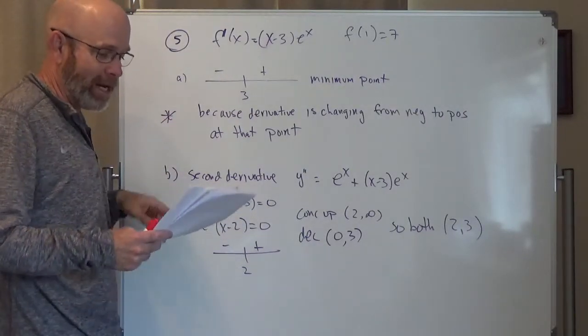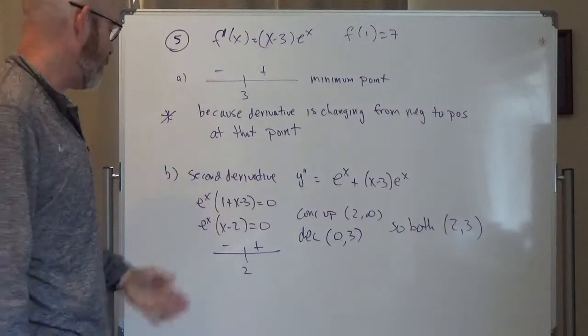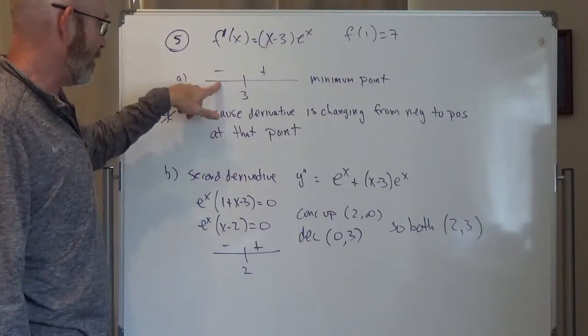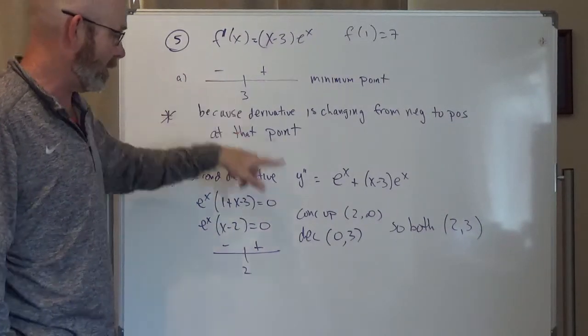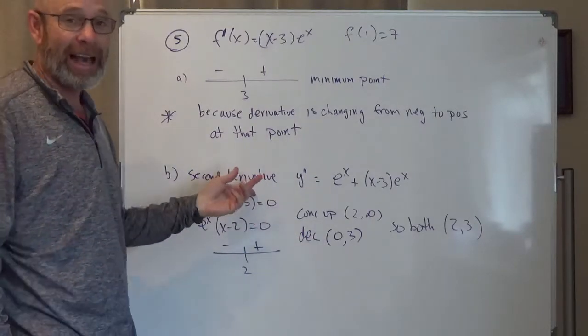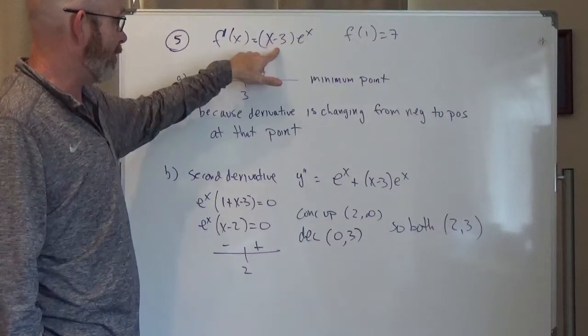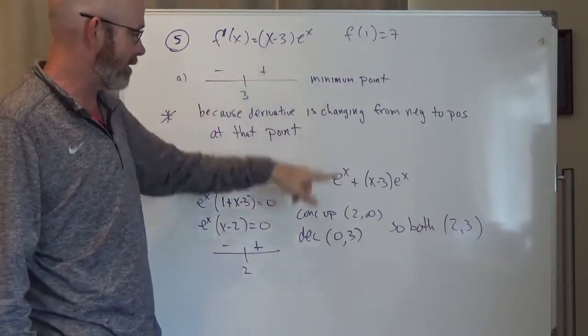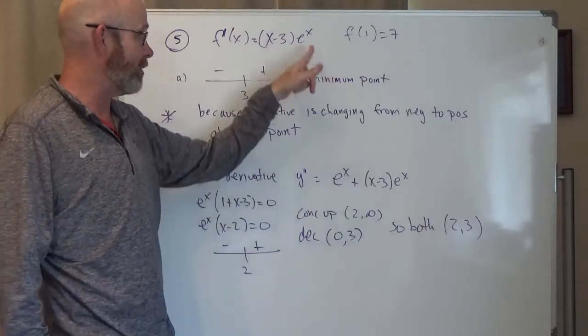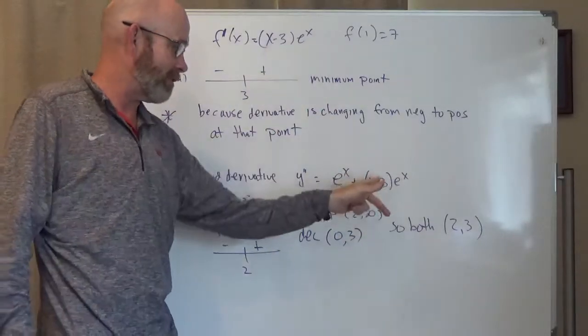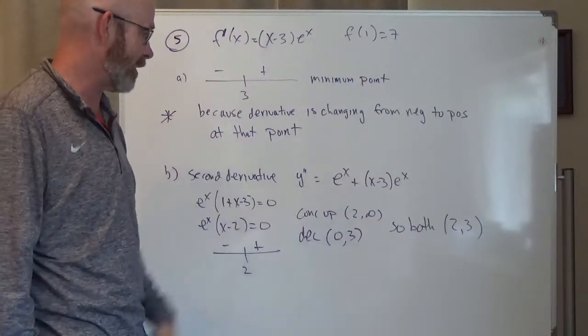Second problem says, when is the thing decreasing and concave up? We just did decreasing here, decreasing from 0 to 3. So now I got to do concavity. Concavity is second derivative. So the second derivative is the derivative of the first term, which is 1, times the second term, which is e to the x, plus the second term, which is e to the x, times the first term, which is x minus 3.